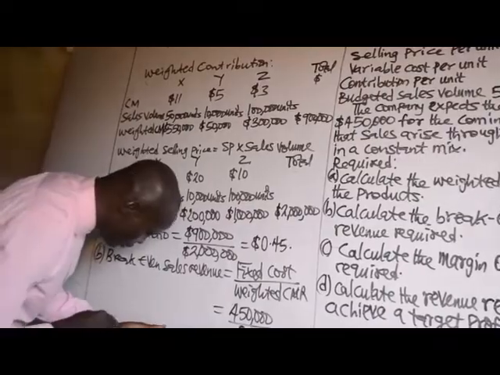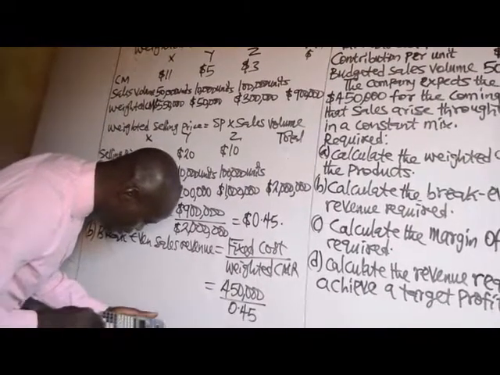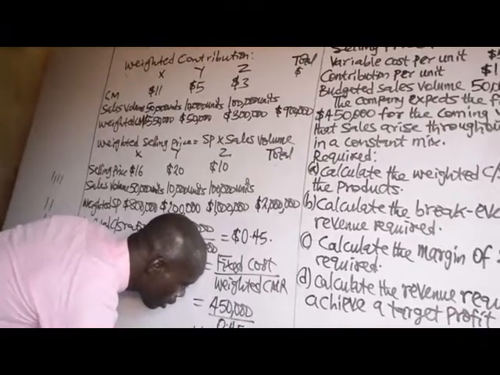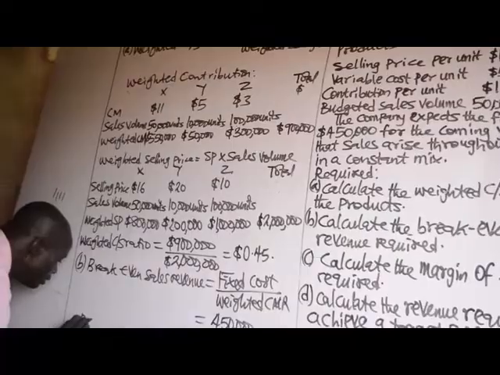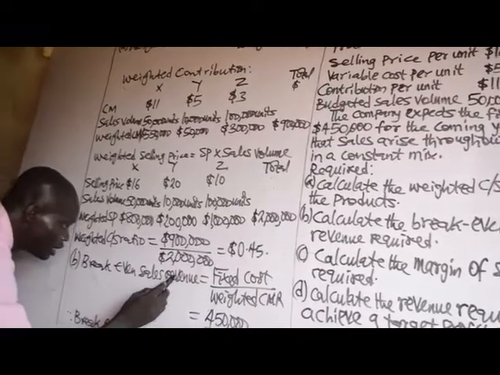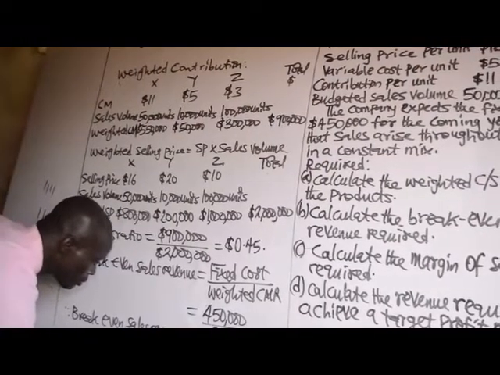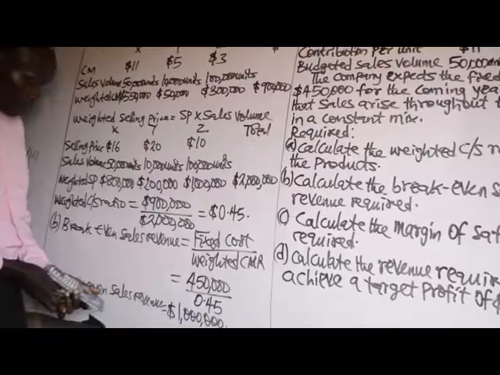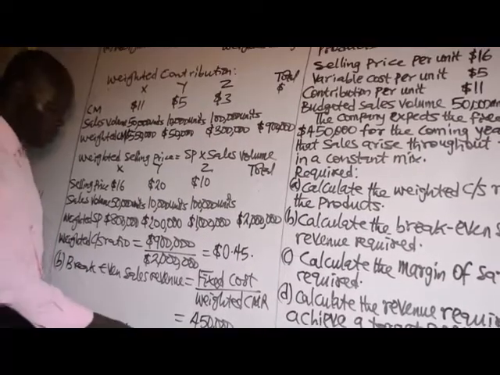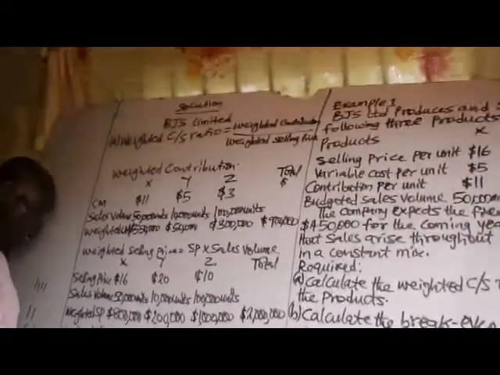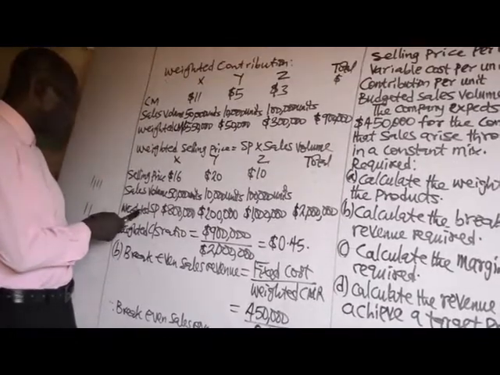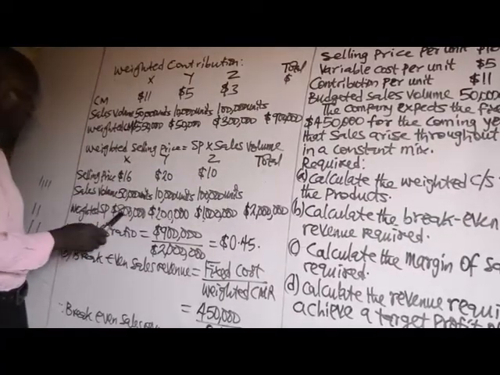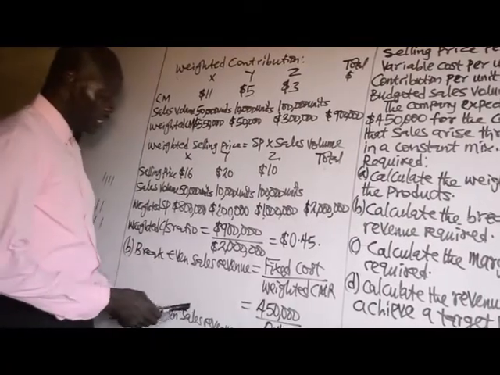So if you divide the 450,000 by 0.45, that gives us $1 million. Therefore, break-even sales revenue equals $1 million. If you are to compute break-even in units, you are going to apportion the break-even sales revenue of 1 million by the weighted selling price. You apportion it. Then the result obtained for each of the products, you now divide by the selling price in order to get the break-even sales volume.